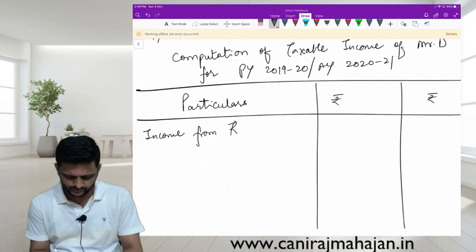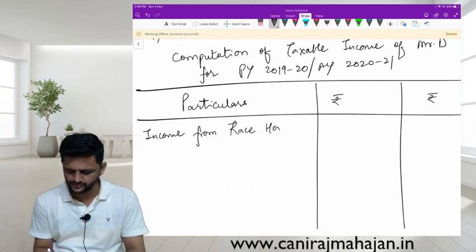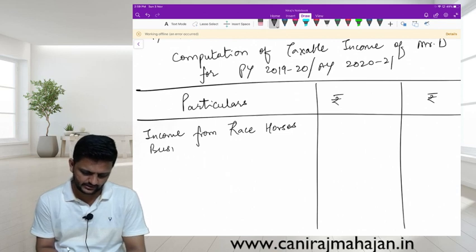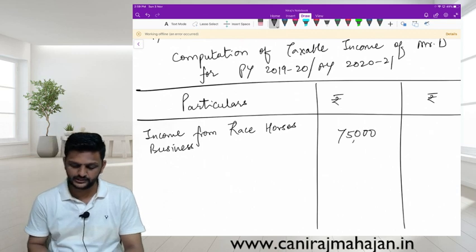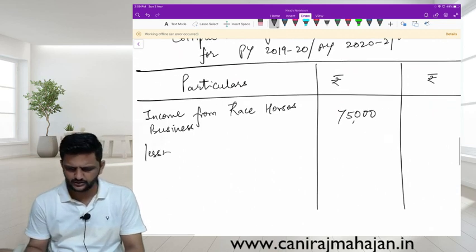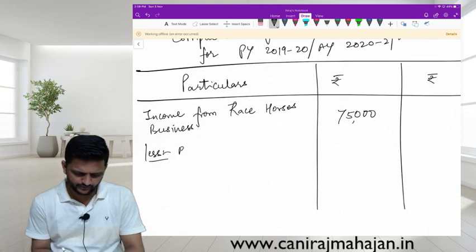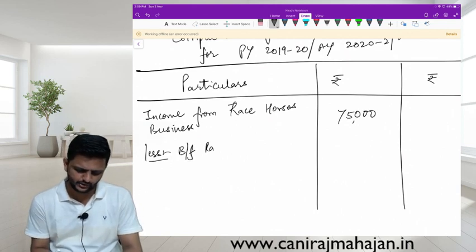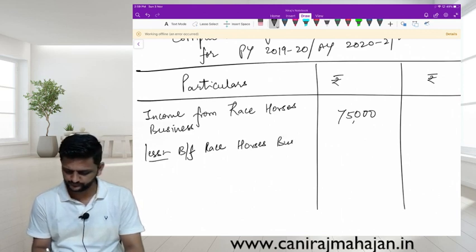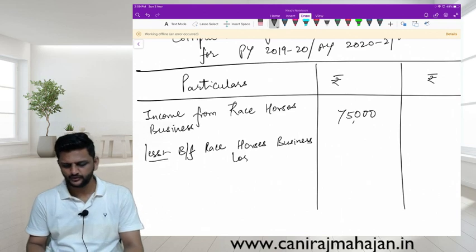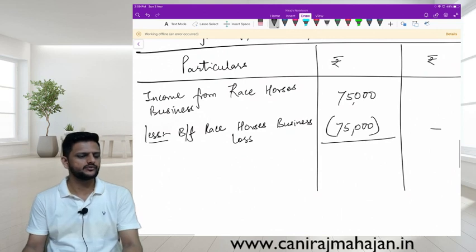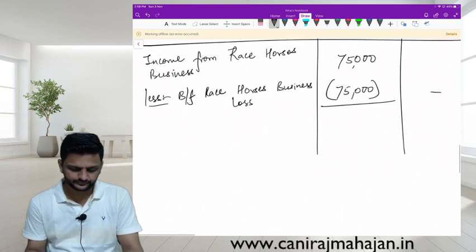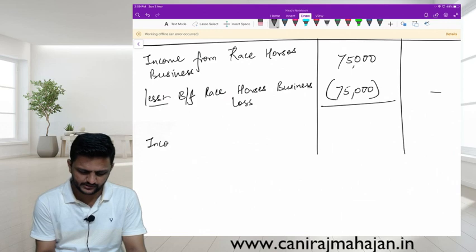Acha, race horses. Chalo. Income from race horses business. How much? 75,000. Less is what? Brought forward race horses business loss. How much? Obviously again only 75,000. Correct? And income from textile business.